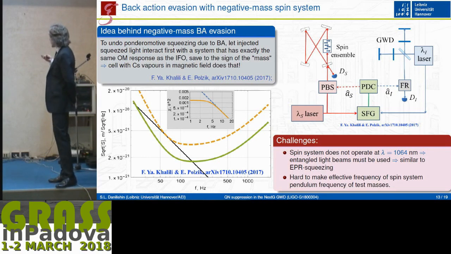The problem is that there are no spin systems at the moment that operate at 1064 nanometers, nor at 2 micron or 1550; they all operate at frequencies of visible light. Therefore, to use this technology, again, entanglement has to be employed. You have to create two entangled beams: one goes to the interferometer, one goes to the spin ensemble. Then by measuring the light going out of the spin ensemble, you project the light going into the interferometer into the desired frequency-dependent squeezed state. So that again imposes the same kind of requirements as EPR entanglement.